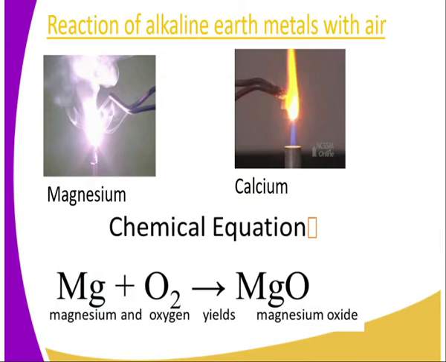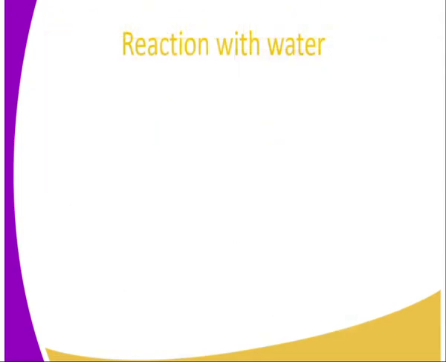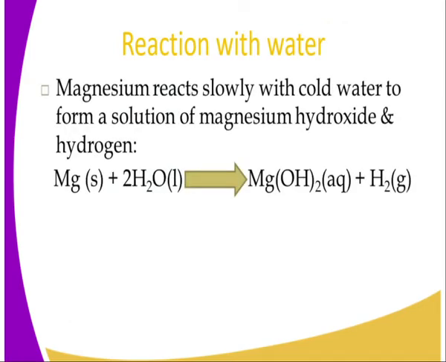If we use any other alkaline earth metal, since they come from the same chemical family, they have similar chemical properties, and therefore they will form their oxides of the metals. Therefore, calcium gives us calcium oxide, beryllium gives us beryllium oxide, etc. And how do they react with water? Magnesium reacts very slowly with cold water, forming a solution of magnesium hydroxide and hydrogen gas.